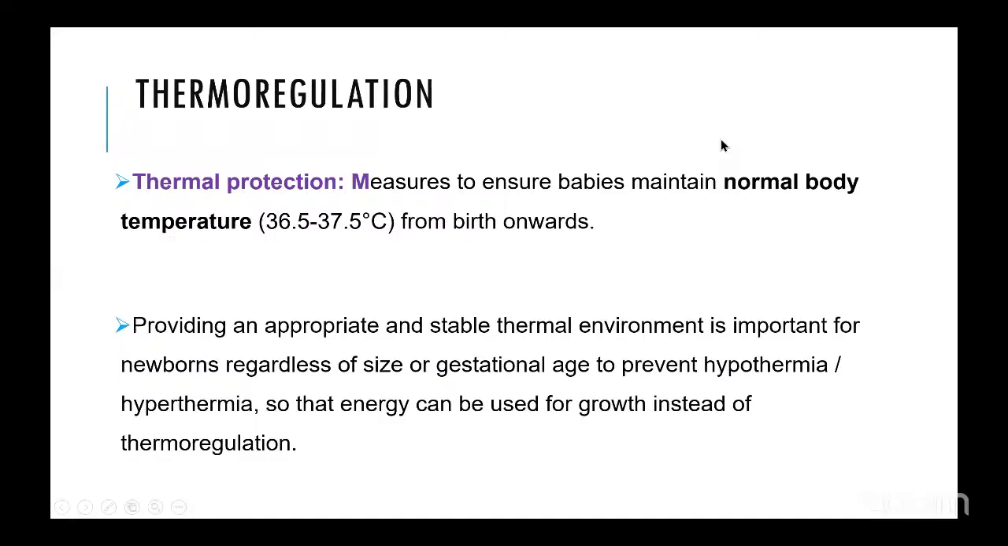So basically, we need to do what is called thermal protection. This is any measures that you do to ensure the baby is maintaining normal body temperature, which is 36.5 to 37.5 degrees centigrade from birth onwards, by giving the environment which is suitable to maintain this.